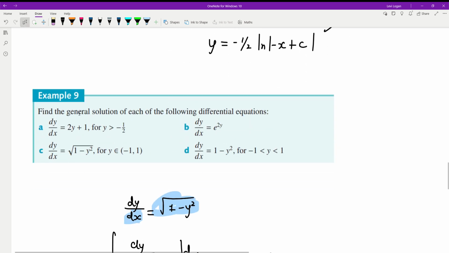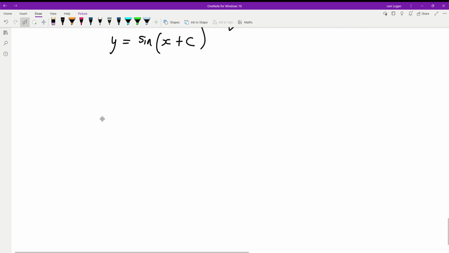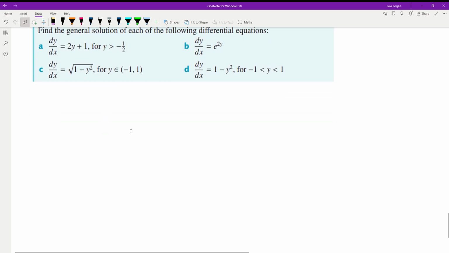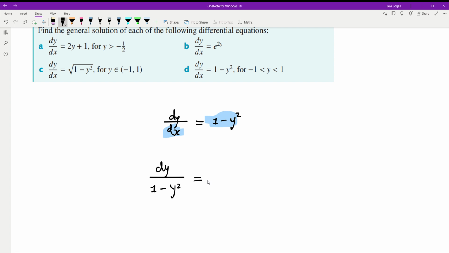Righto, so the final one for the video is example D. Now example D is a bit more tricky because there are a couple more steps involved. What we're going to do is write it the same as we normally do and get y's and x's separate. So we have 1 minus y squared, and then we swap these two around again, so you get dy on 1 minus y squared equals dx.